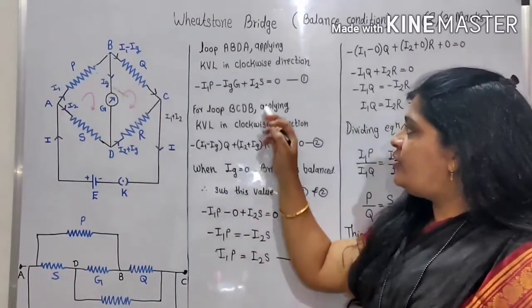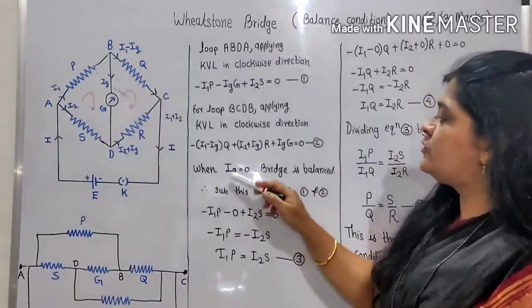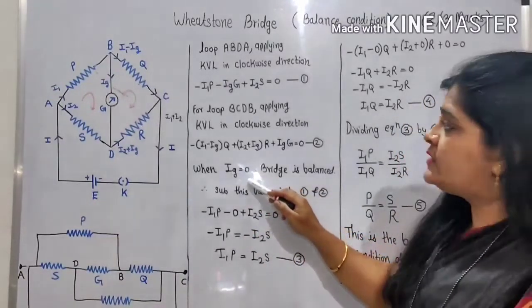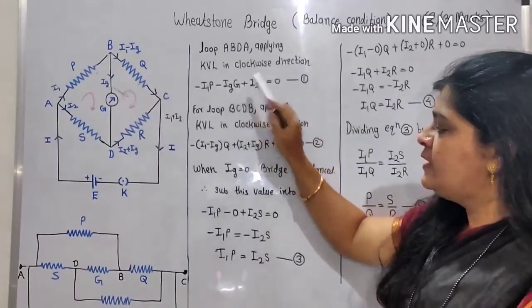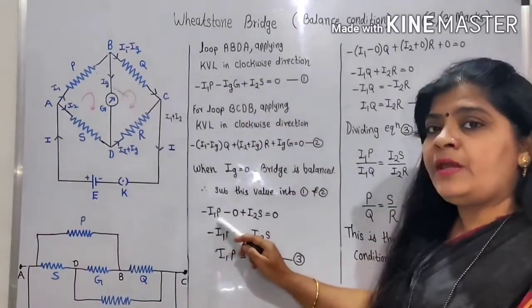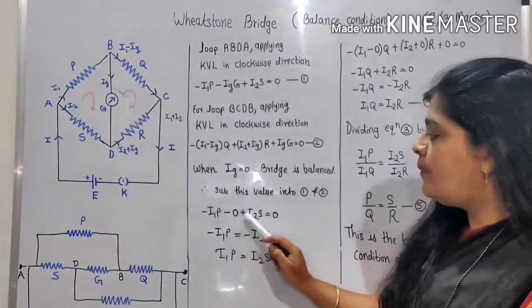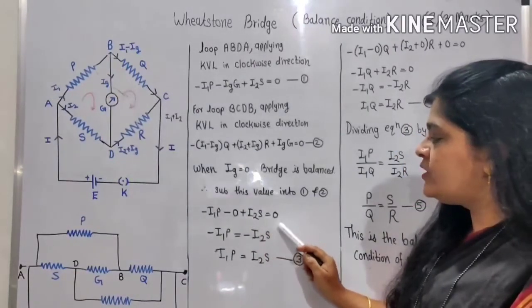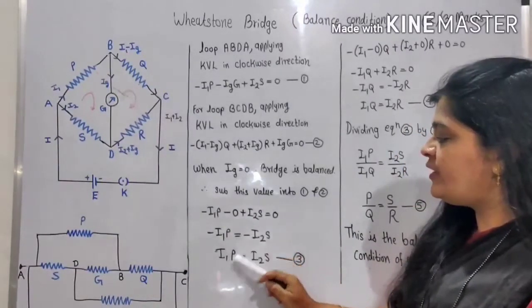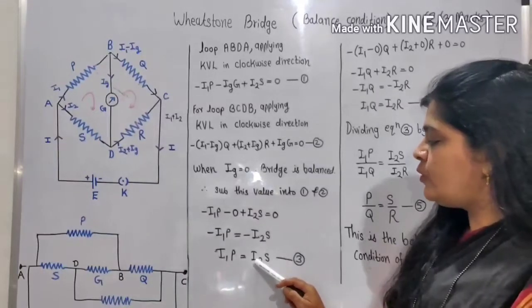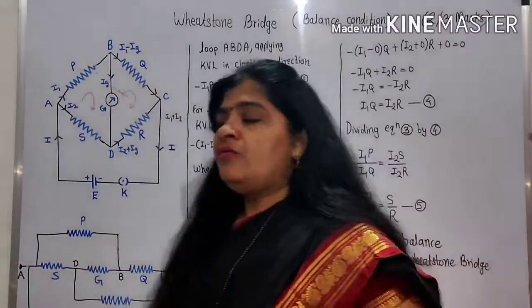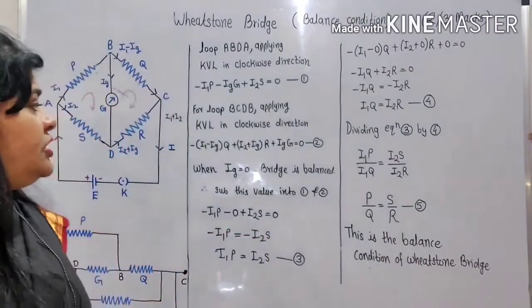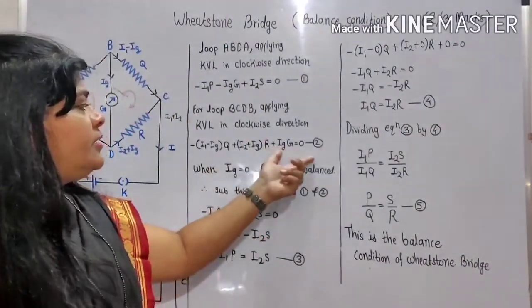Then substituting the value, we get the first equation. Now Ig is equal to 0. Substitute here, Ig is equal to 0. That product becomes 0. Minus I1P minus 0 plus I2S is equal to 0. Moving to the other side, I1P is equal to I2S. Equation number 3.